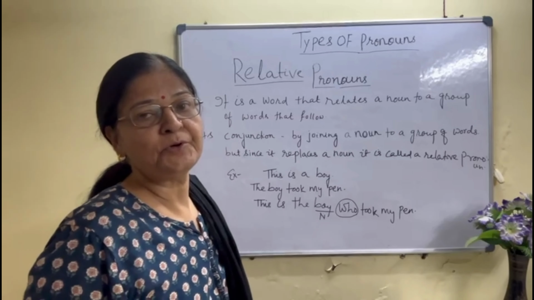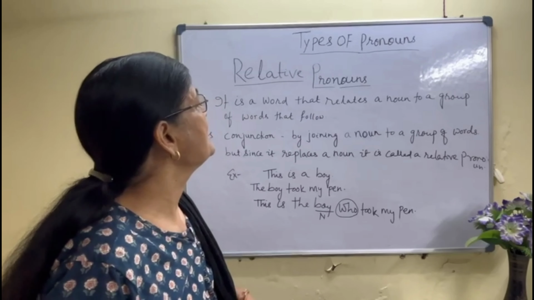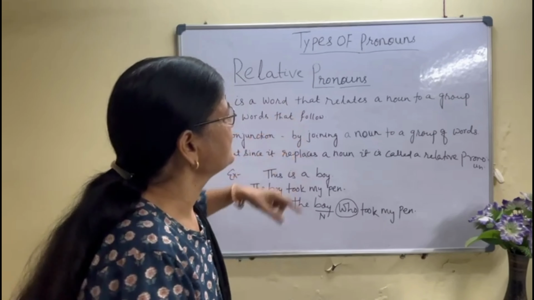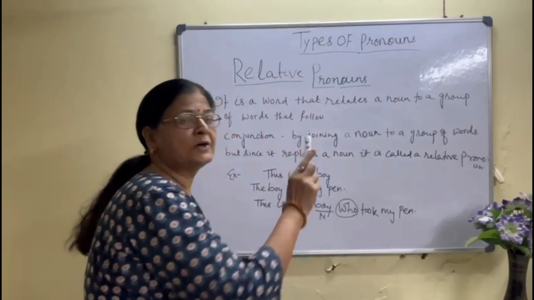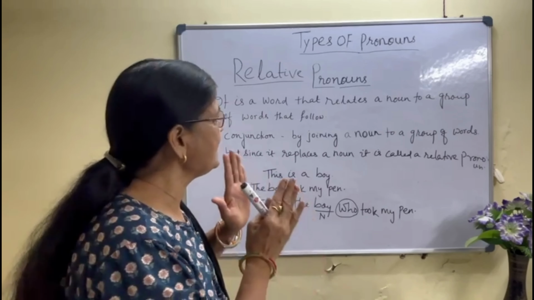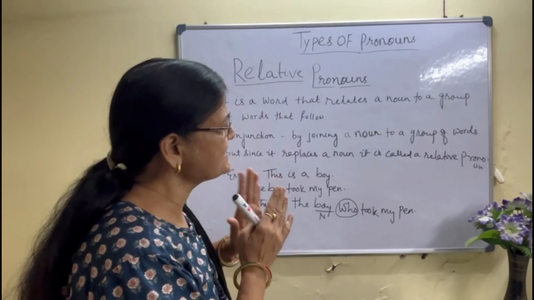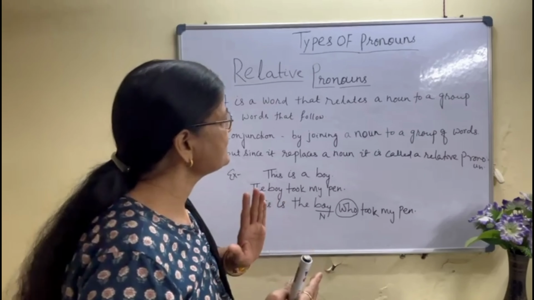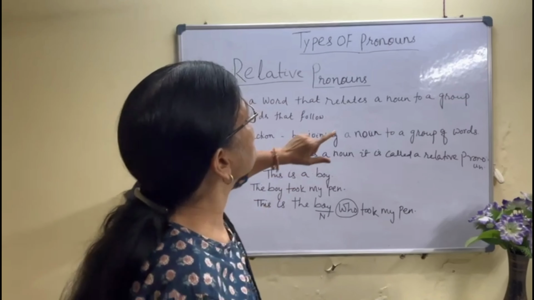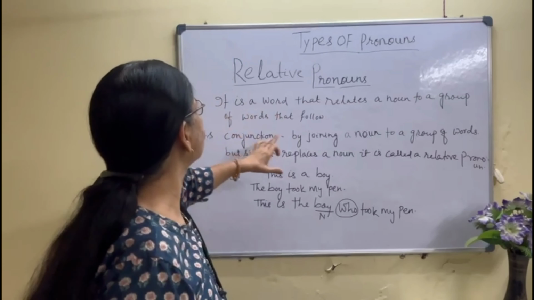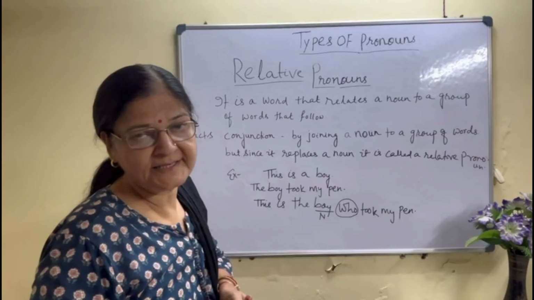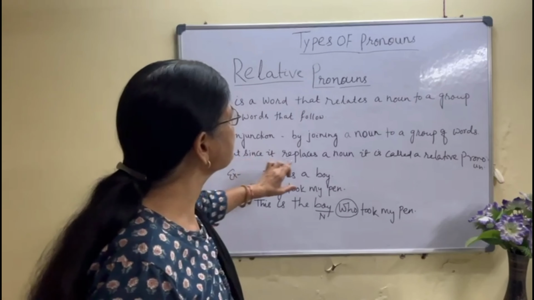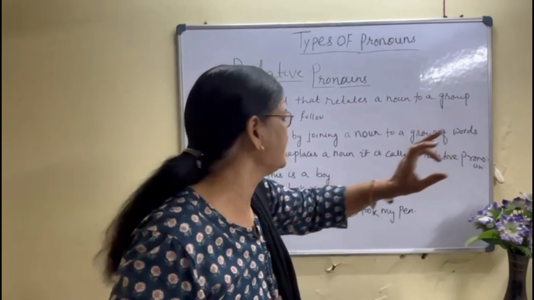What is a relative pronoun? Why is it called a relative pronoun? It is called a relative pronoun because a relative pronoun is a word that relates a noun to a group of words that follow. It replaces a noun and acts as a pronoun and relates it to the group of words that follow. It also acts as a conjunction because it joins a noun to a group of words, but since it replaces a noun, it is called a relative pronoun.